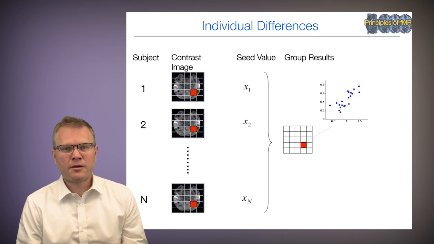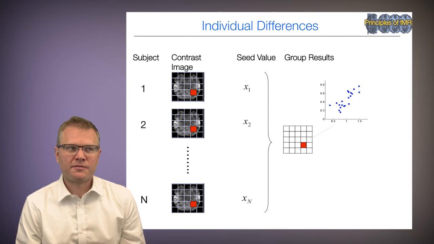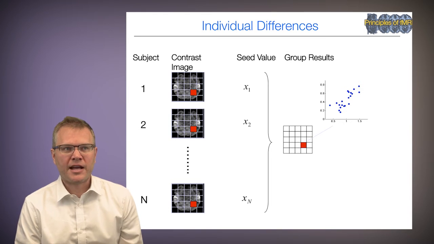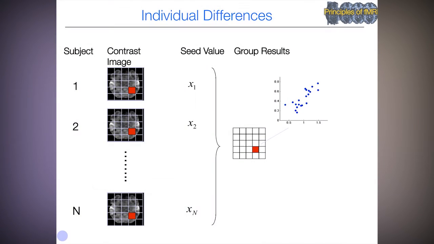Now what we do is we take contrast data from a single voxel, and we take that from all the subjects' data. Now we make a scatter plot of the seed value on one axis and the contrast image value from that voxel on the other axis. Now we can calculate the correlation between those values, and we can put that into the voxel space in the group analysis. What we'll get is now the correlation between the seed value and the contrast value for each voxel in the brain.